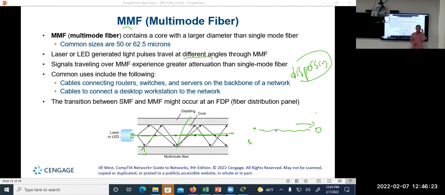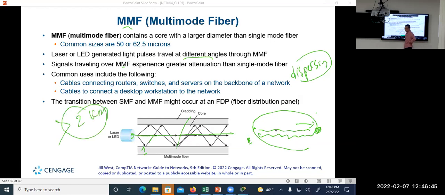Otherwise, you have a problem of synchronization here. I see bit number 0 here, but bit number 1 here. You have a long way for the synchronization here. That's why for this mode, you cannot transmit a long distance. Normally, you cannot transmit more than 2 kilometers. You cannot do it more than 2 kilometers for this one.